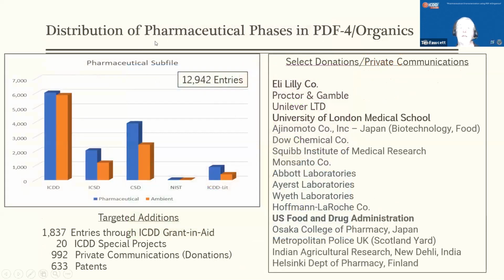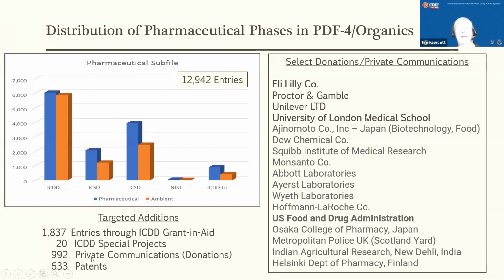Now, if you take a look at the pharmaceutical phases in the pharmaceutical file, you get an amazing result. What it says is that the patterns from the ICDD are the largest contribution into this subfile. And that's not an accident. There's been over 1,800 that were entered through ICDD grants where we targeted materials and got them. There was another 20 from special projects. These were mostly non-crystalline materials.